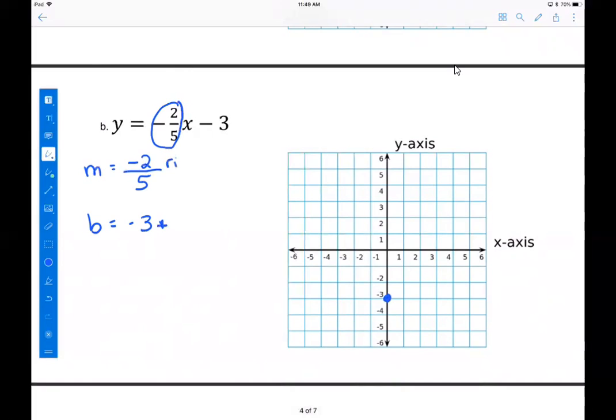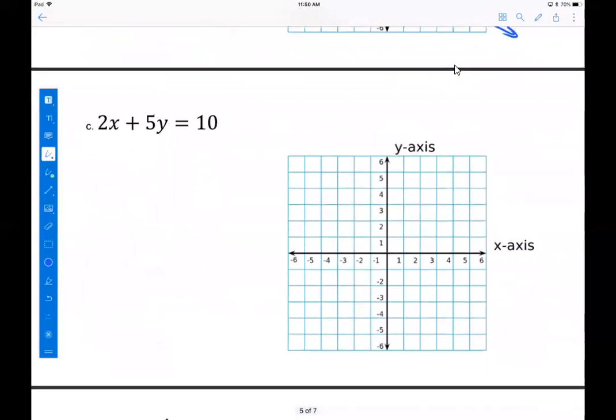Now here we have rise over run again. Since the top number is negative for our rise, we're going to go down because that's negative. And then for our run, since it's positive, we'll go to the right. So we're going to go down to the right, 1, 2, 3, 4, 5, put a second point, and then we'll draw a line through those 2 points.